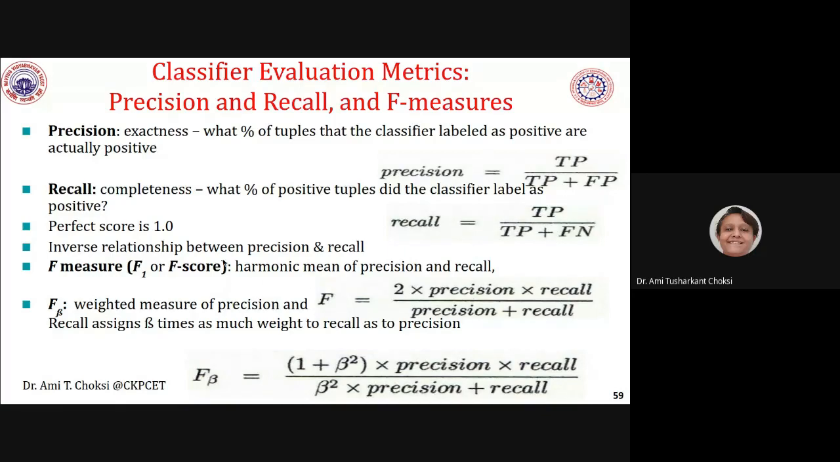For F measure, what do we say? Harmonic mean of precision and recall. For that we can say F measure is 2 multiplied by precision into recall upon precision plus recall. F beta, that is the weighted measure of precision and recall, assigns beta times as much weight to recall as to precision, and that is equal to 1 plus beta square into precision into recall upon beta square into precision plus recall.